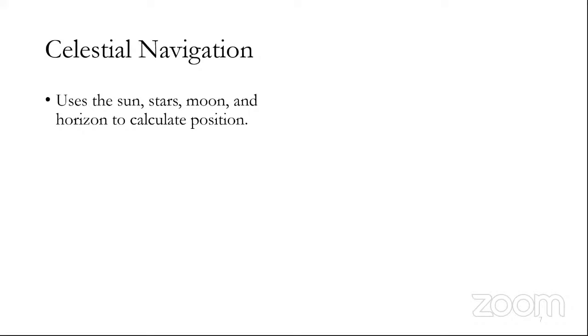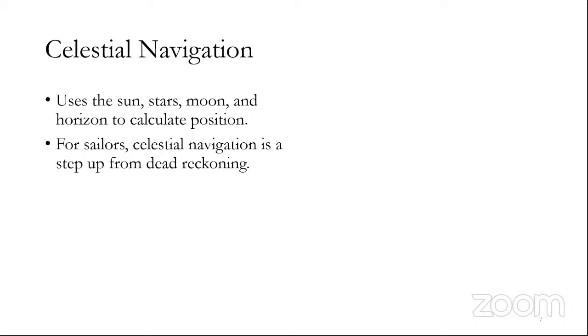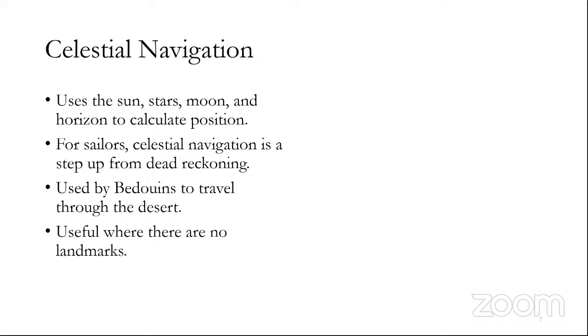Another method of navigation that was popular is celestial navigation. Celestial navigation refers to using the sun, stars, moon, and horizon to calculate your position. For sailors, this was a step up from dead reckoning, especially for long journeys. And Bedouins traveling through the desert would use celestial navigation as well. Essentially, it's useful where you have no known landmarks, so deserts, sand dunes, and oceans.